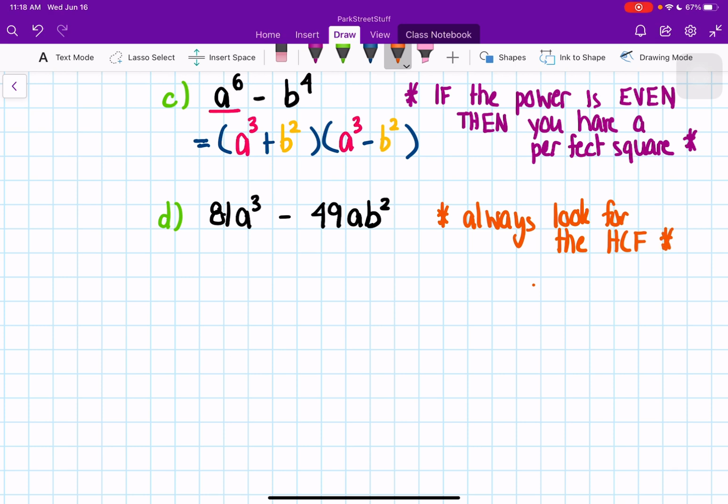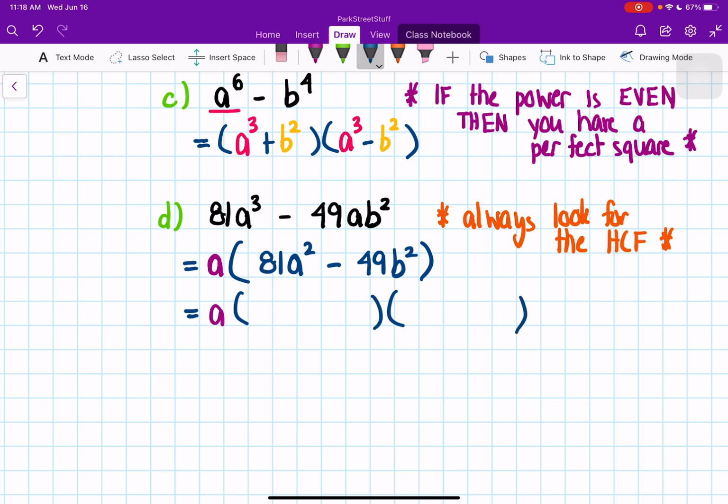So here, our HCF is actually A. So when I pull out that A, now inside my bracket, I will have 81A squared minus 49B squared. Now I can identify that I have a special case, which is a difference of squares, so we have to go one step further. So the A still stays there as my HCF. You can't take it away. And now the difference of squares factored into 2 brackets.